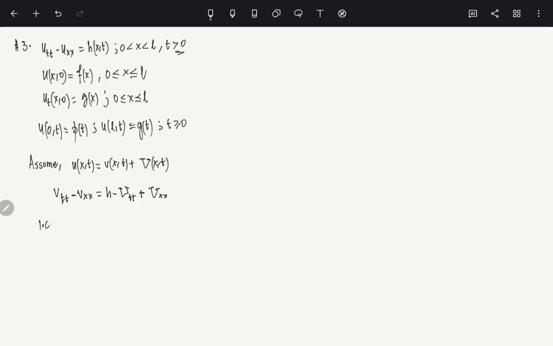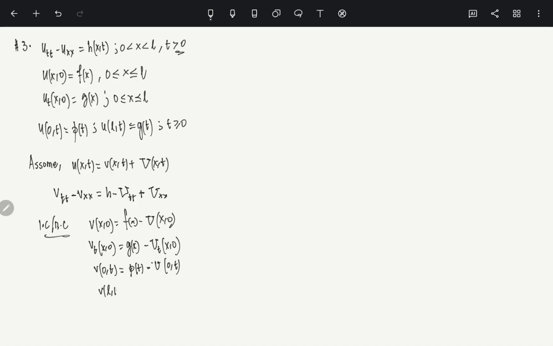Now what are the initial and boundary conditions? From the initial and boundary conditions, what do you get? v of x, 0 is nothing but f of x minus capital U at the point x, 0, and v_t at x, 0 is nothing but g of x minus U_t of x, 0. v of 0, t is nothing but p of t minus U of 0, t, and v of l, t is nothing but q of t minus U of l, comma t.